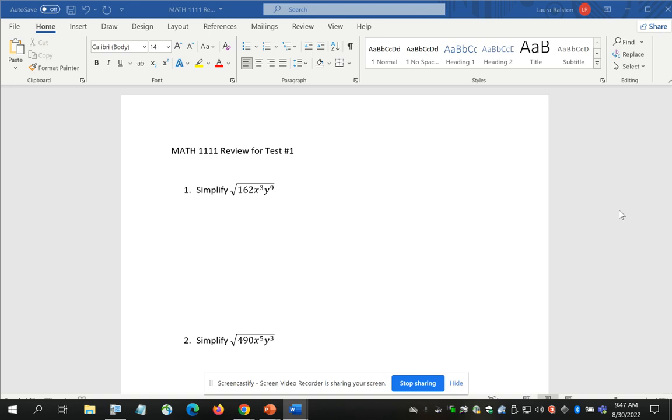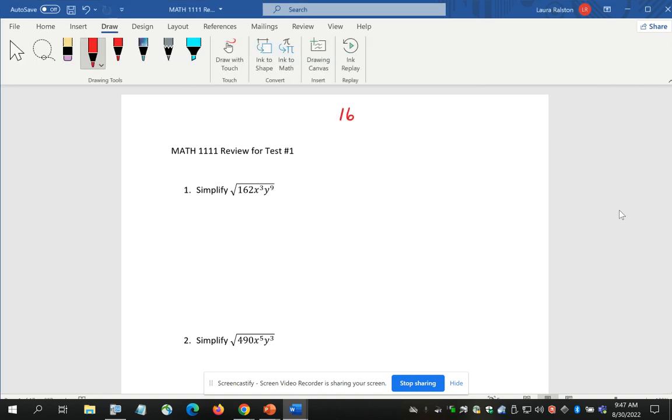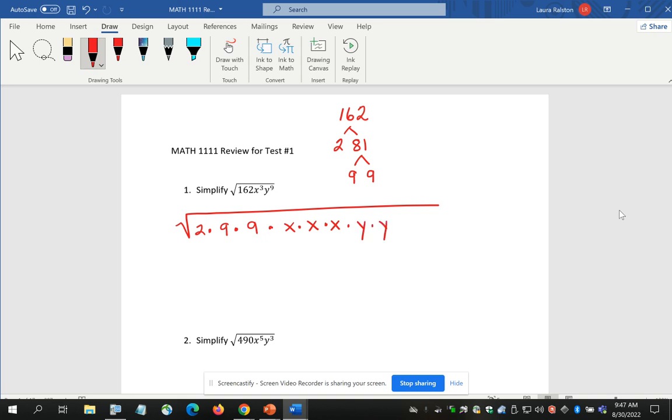So I tend to do it and I just break down the value. So I'm going to factor, if you will, 162. That would be 2 times 81. 81 is 9 times 9, and I could keep going, but if I break that down into 2 times 9 times 9, and then I have x to the third and y to the ninth, so I would have 9 y's.